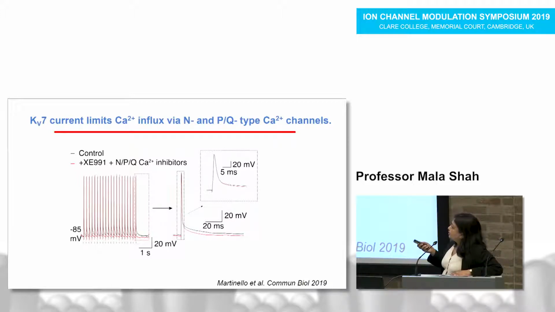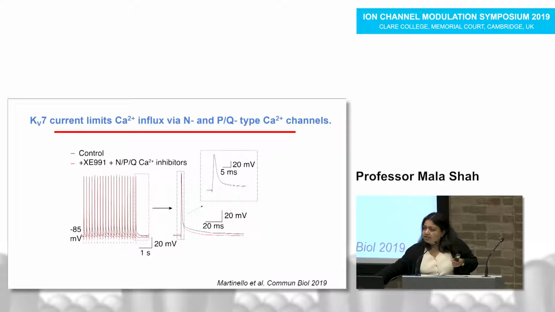So we tested this by recording under control conditions. This is your normal control recording like we've shown before. And then we co-applied XC991 together with N and PQ calcium current inhibitors. Now you can see that the ADP is reduced significantly, and there is no change in the action potential kinetics either. So this suggests the Kv7 currents are limiting calcium influx via these channels. If it's doing this, it may be regulating synaptic transmission, and action potential induced synaptic transmission as well.